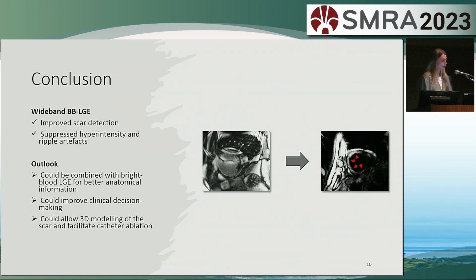As an outlook, in the future, we could combine this technique with bright blood algae in order to improve the anatomical information that we may lack with black blood images. This could improve the clinical decision making for treatment. And an interesting application would be to extend in 3D in order to model scar tissue and facilitate catheter ablation.